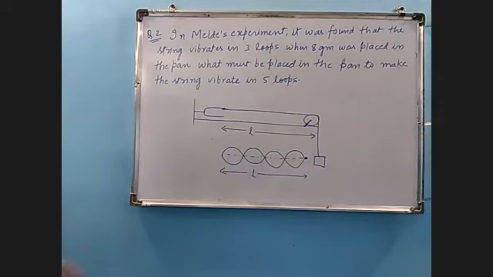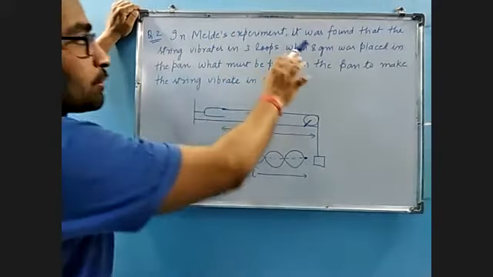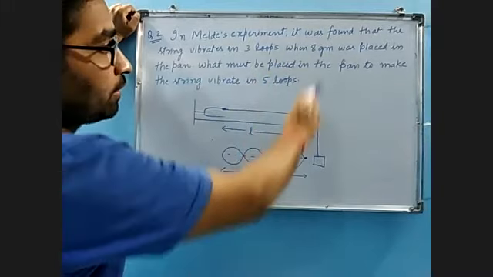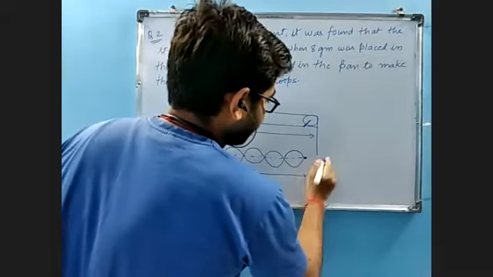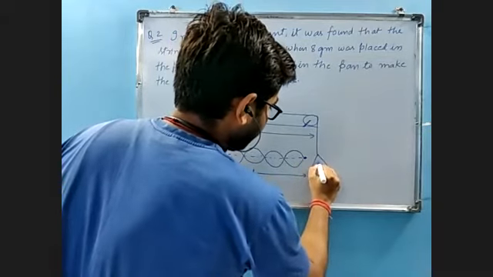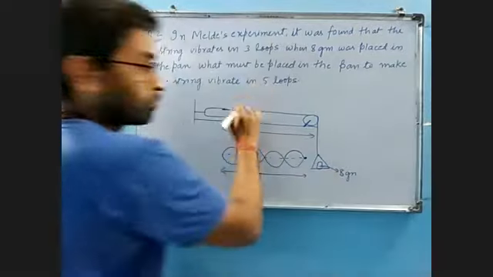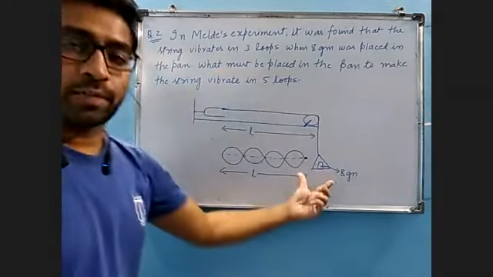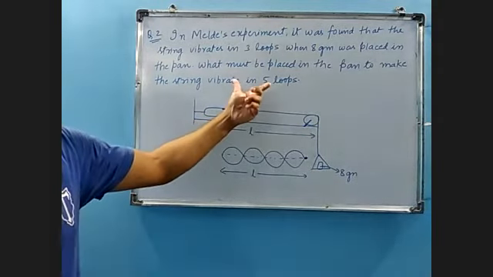So coming to the next question: in Melde's experiment, it was found that the string vibrates in 3 loops when 8 gram was placed in the pan. So when 8 gram is placed here in the pan, this vibrates in 3 loops. The question asks what mass should be placed in the pan to make the string vibrate in 5 loops.